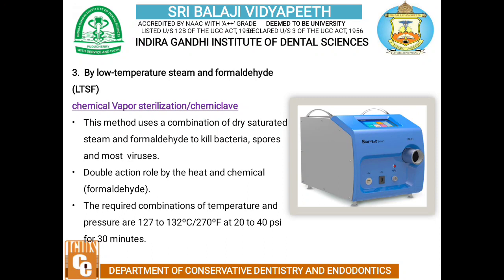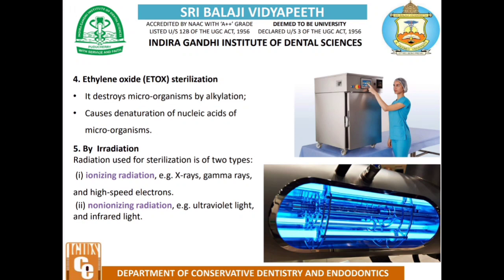Chemiclave. This method uses a combination of dry saturated steam and formaldehyde to kill bacteria, spores, and most viruses. Formaldehyde plays a double action role by the heat and chemical. The next method is ethylene oxide sterilization, commonly called ETOX. It destroys microorganisms by alkylation process. It causes denaturation of nucleic acids of microorganisms.